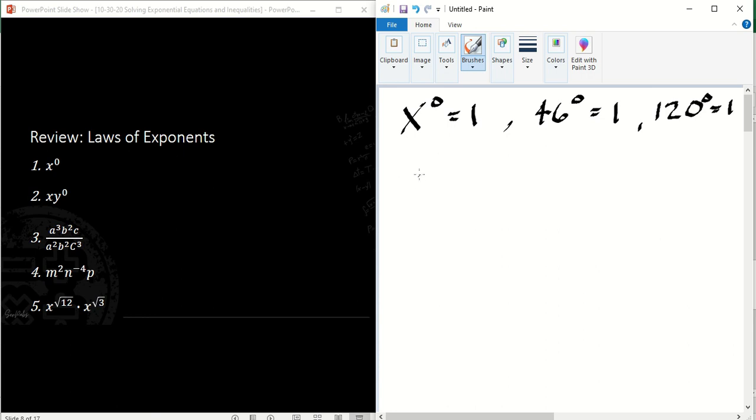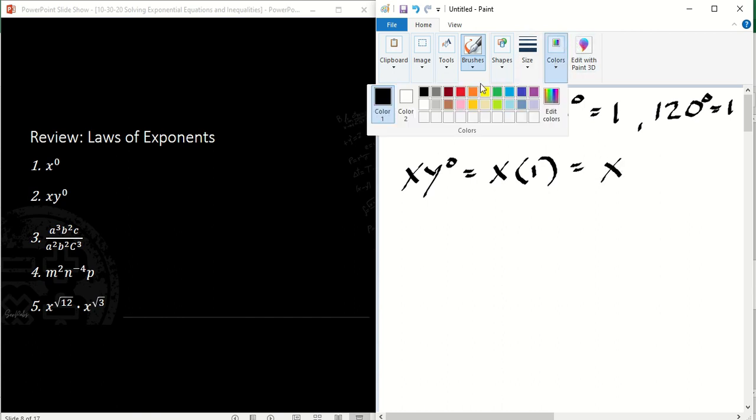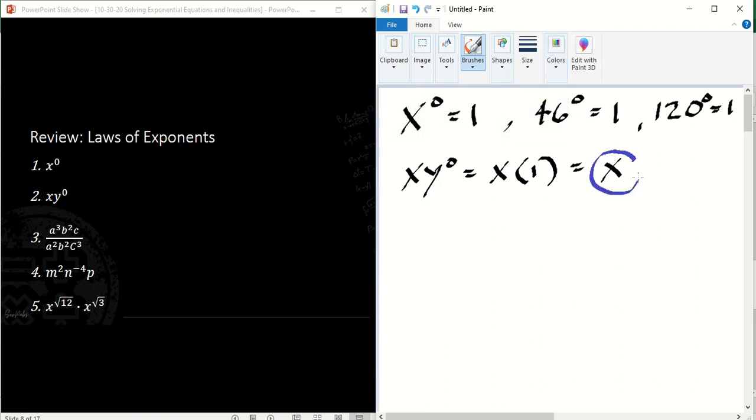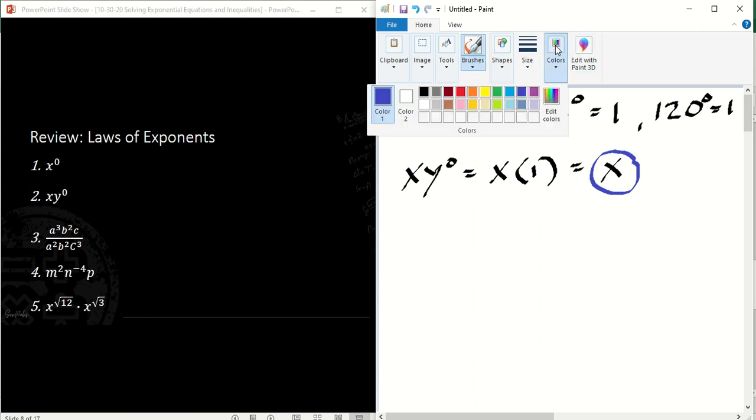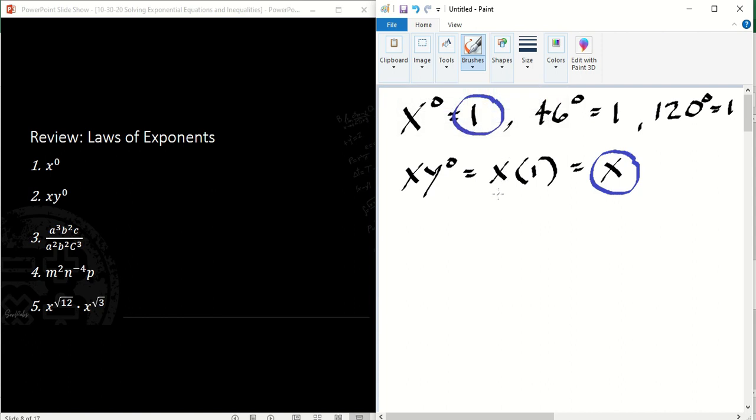Okay, for number 2, xy to the 0 exponent. Sir, may 0 exponent uli yan, 1 din ba equivalent yan? Hindi, kasi yung y lang ang may 0 exponent. So ang equivalent niyan ay x multiplied by 1. So therefore, the final answer will be x alone. Kasi ang meron lang 0 exponent ay si y lang, kaya siya lang yung equivalent sa 1. Si x ay walang exponent. Pag walang exponent, automatic meron 1.